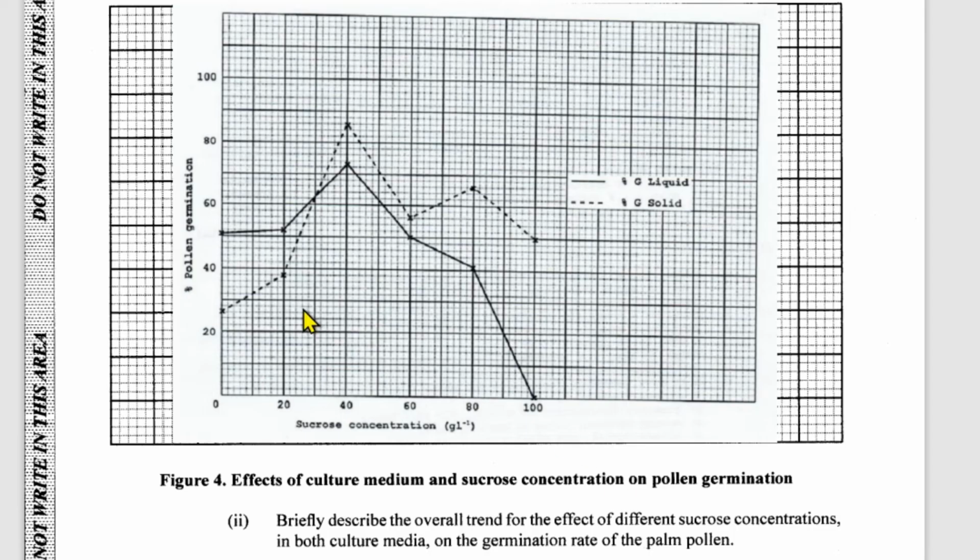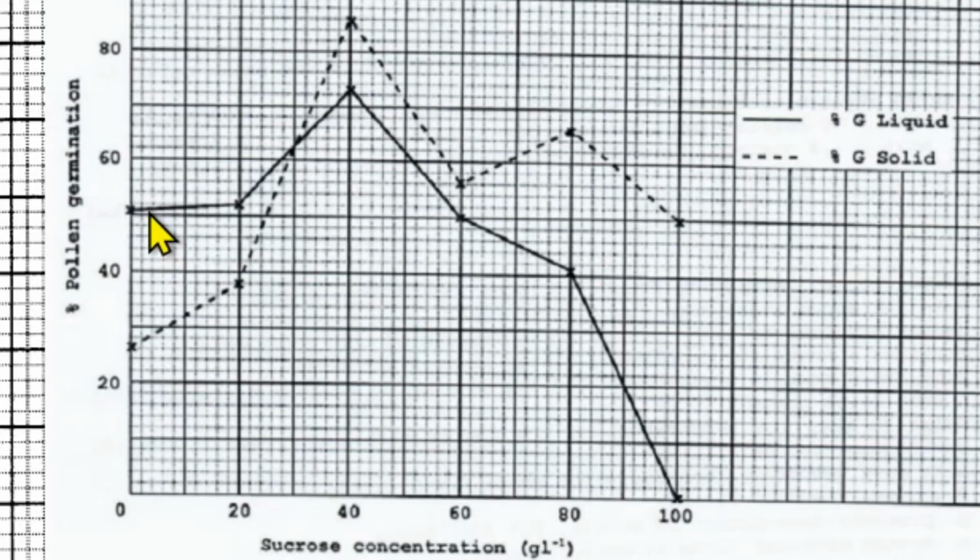Now from the graph, what we could see is that the liquid medium, as sucrose concentration increases, this is the solid line we're looking at, is going to increase, is going to peak here at 40, and then it's going to steadily decrease until it reaches 0% germination at 100.